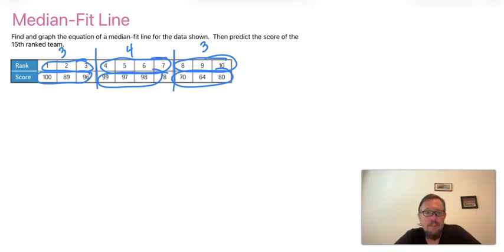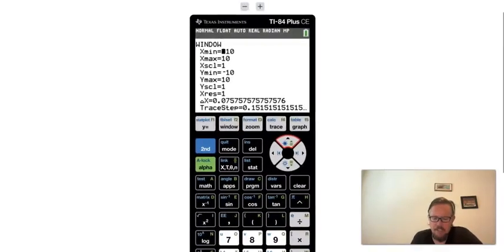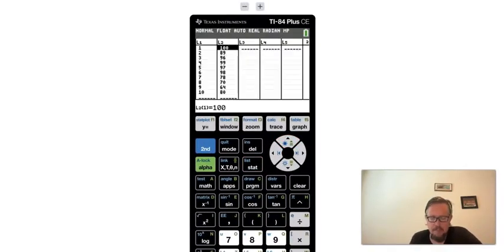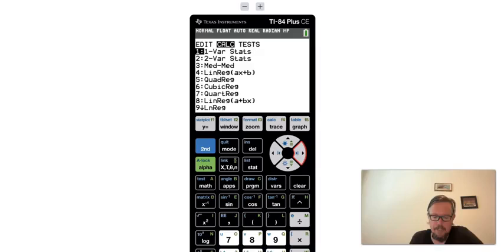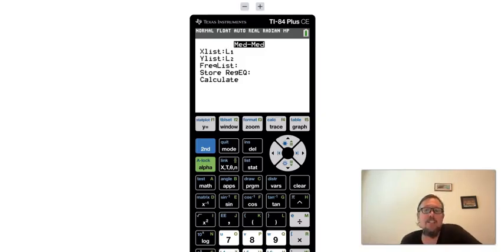Luckily for us, we don't have to do that work, although not really that much work. The calculator can do a median fit line. So I've still got the data in here from the last problem. It's right there. And a median fit line is found in the same place as the linear regression on the stat calc menu. So we're going to scroll down until we find median fit. It's sometimes referred to as a median line because it's the median x and the median y that we're graphing. So we're going to go ahead and select this, and it looks just like linear regression, L1, L2.